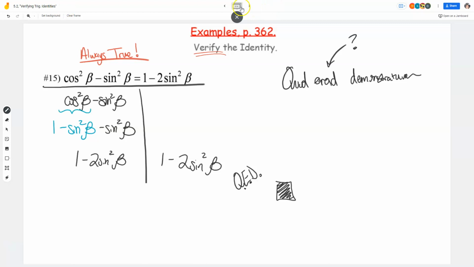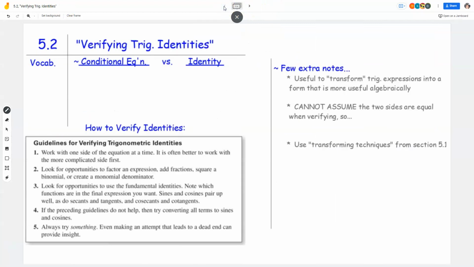Let's go ahead and start notes 5.2. Guys, that was the entire lesson. Basically, you're going to have statements. It's going to show you what it wants it to become. You just have to make it work. How? I don't know, factoring. How? I don't know, multiplying. How? I don't know, common denominators. How? I don't know, identities.